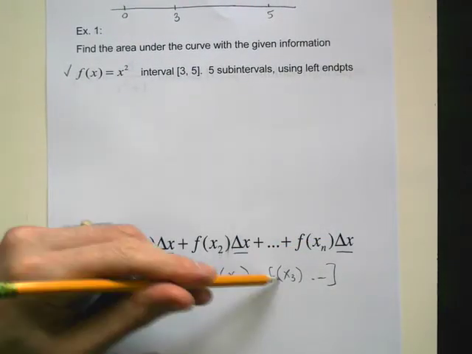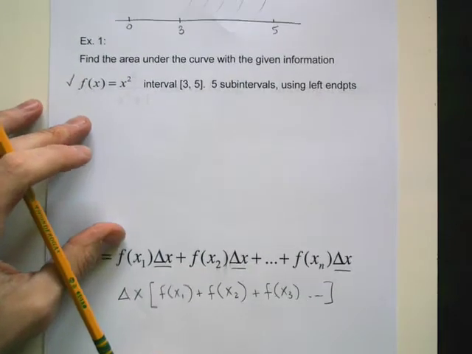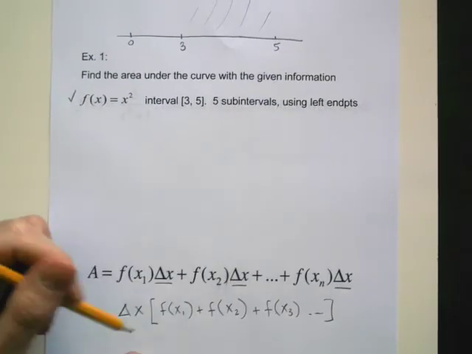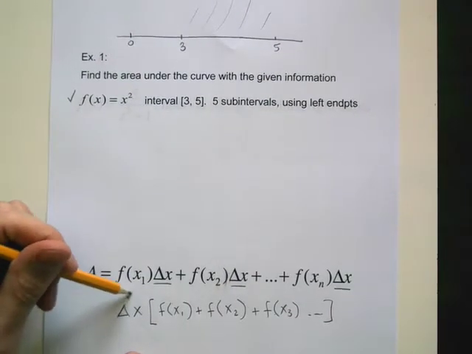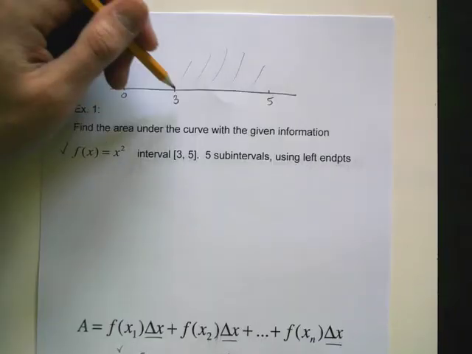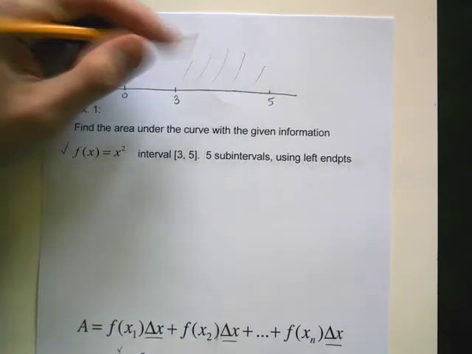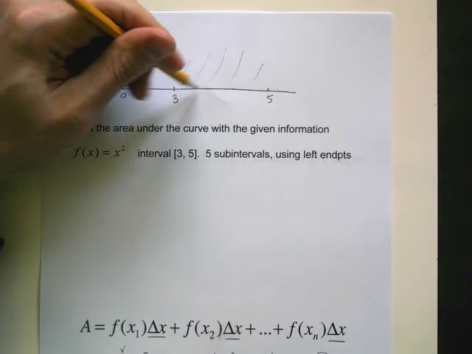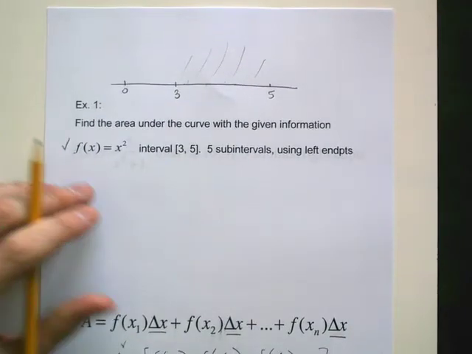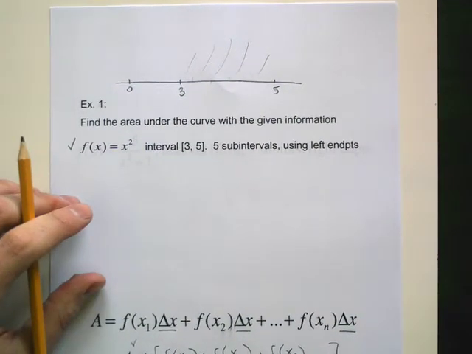All we need to find is our y values, okay? So first, we need to figure out what our delta x actually is, right? We're going to have a bunch of rectangles up here, but we need to know how many spaces there are between those rectangles, okay?